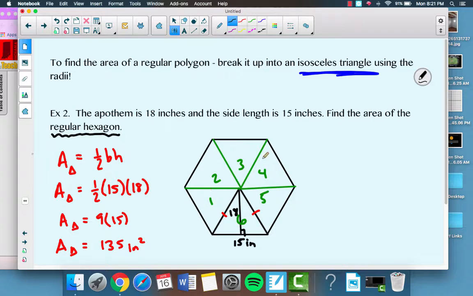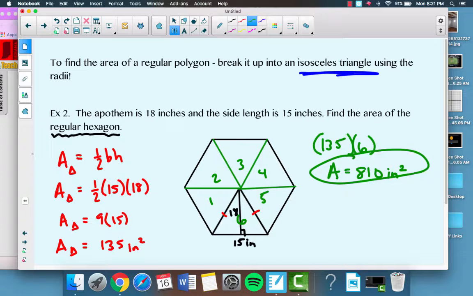So if I know I have 6 total triangles, and I just found the area of one of them, then to find the whole area of the hexagon, I'm going to take the area of the one triangle times the number of triangles. That was 6. And when I do that, I'm going to get 810. So the area of my regular hexagon is 810, and that's going to be in inches squared.